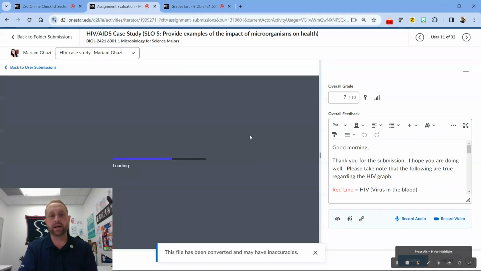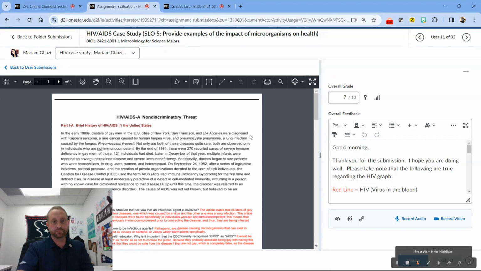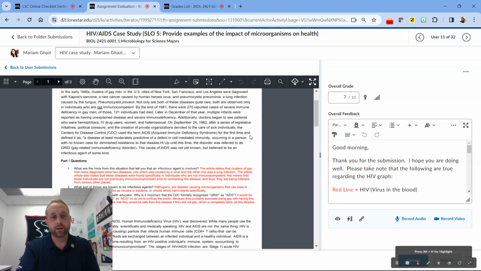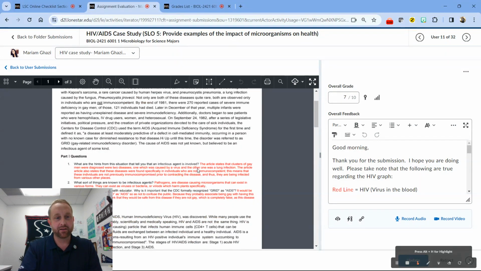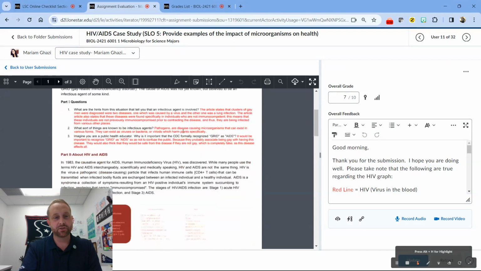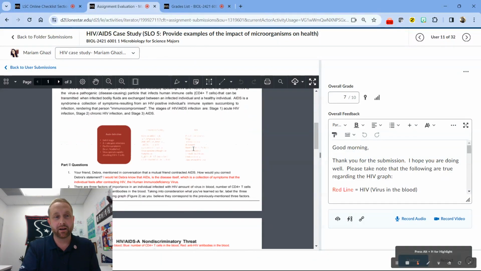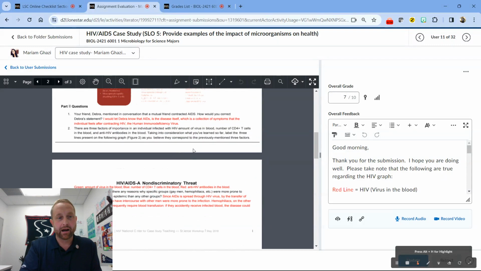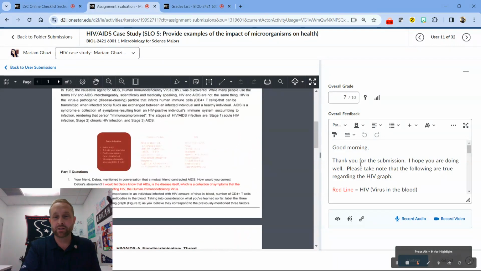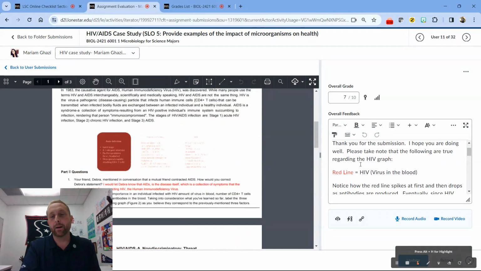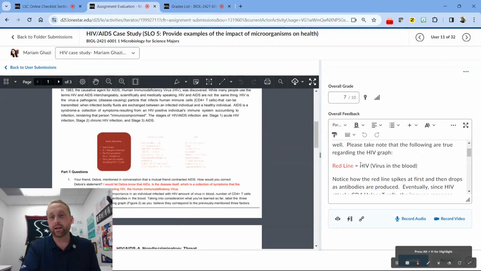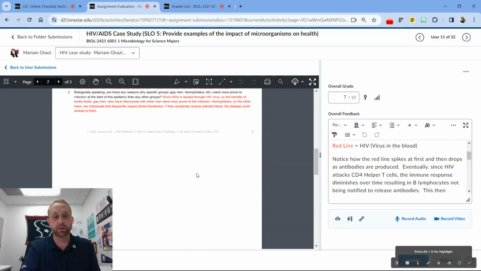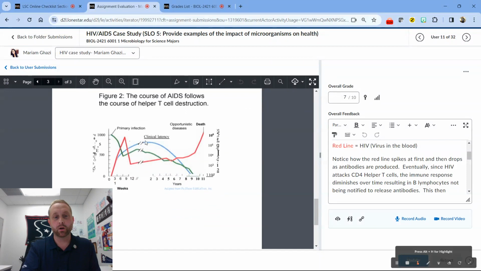And as we go in and check this out, this is the assignment that's there. There's a little case study. This student did type in their answers for each of those different case study questions. Over here, I noticed that there were some issues with the graph and the way that they were describing the different lines on the graph.